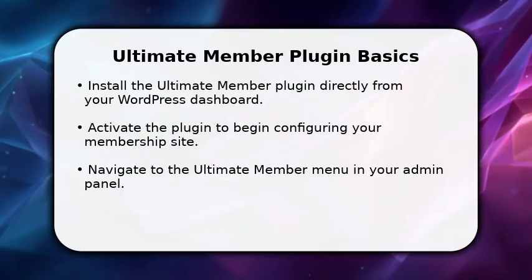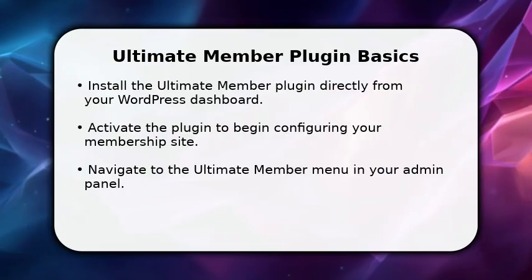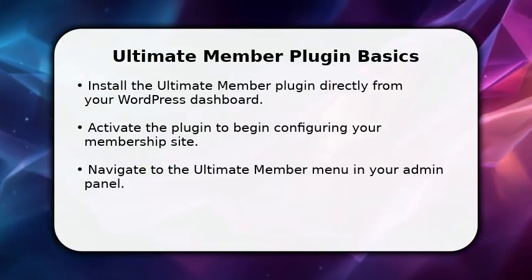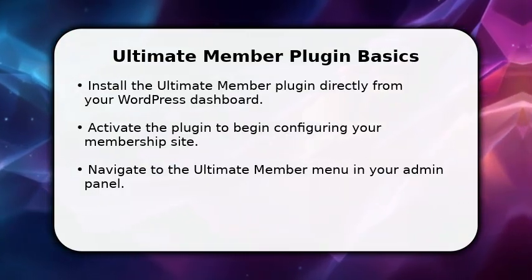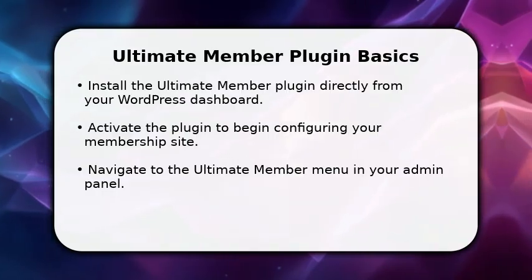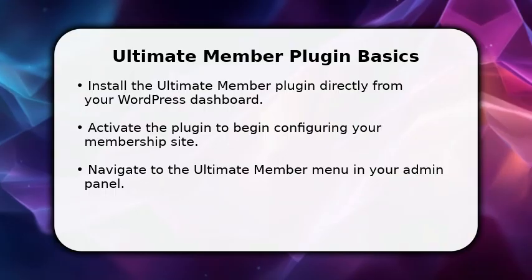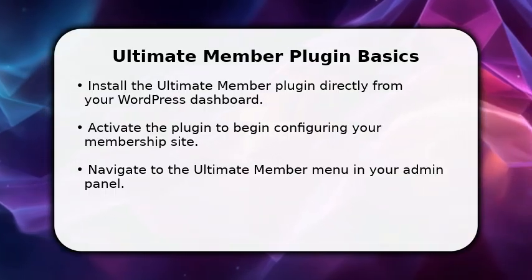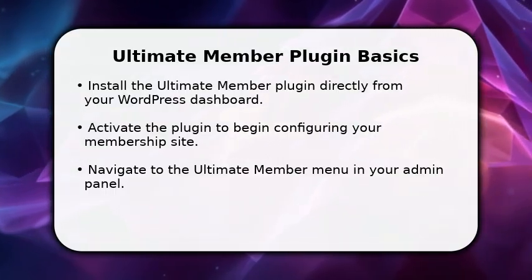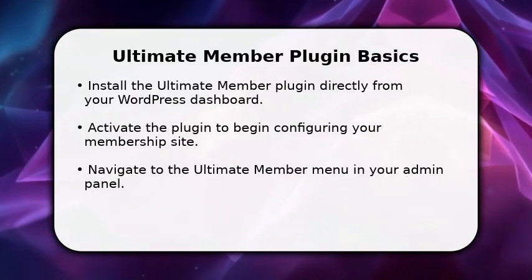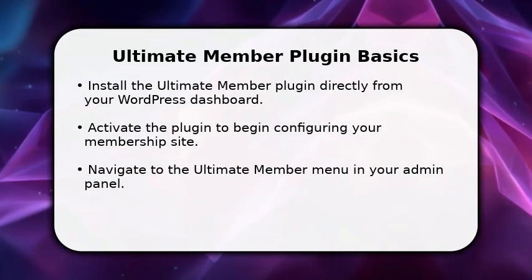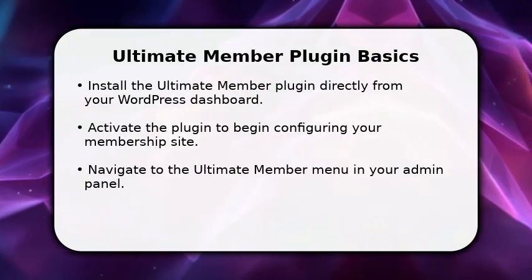In this video, I will explain how to use the Ultimate Member plugin in WordPress. First, install the Ultimate Member plugin directly from your WordPress dashboard. After installation, activate it to begin configuring your membership site. You will then find a new Ultimate Member menu in your admin panel. This is your central hub for all plugin settings and features.